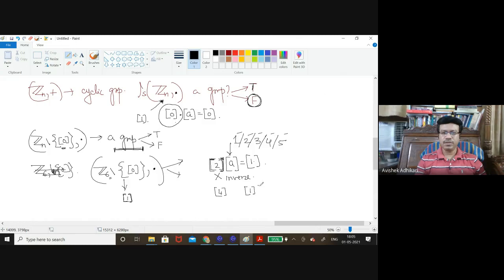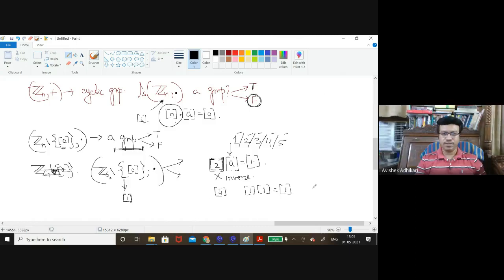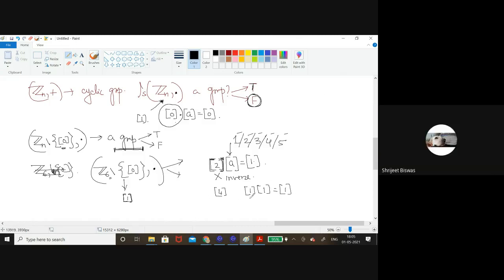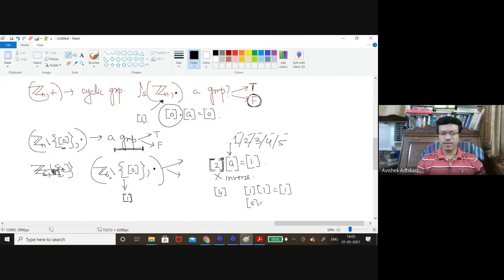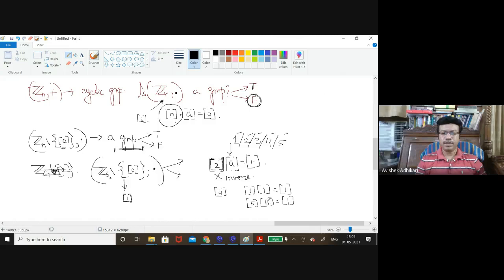What would be the inverse of 1? 1 times 1 is 1. 1 is itself, yeah, self-inverse. And what would be the inverse of 5? 5 times 5 is 25, which is 1. So 5 is itself its inverse.